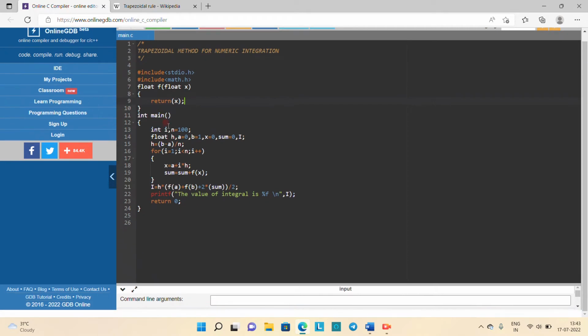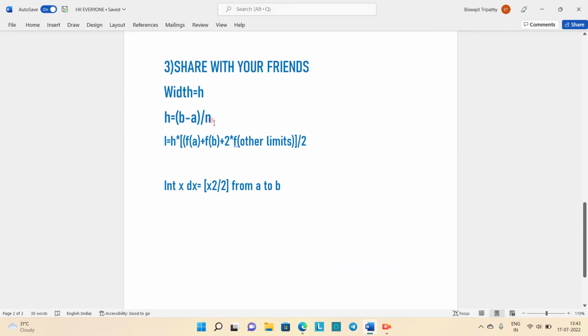Then we will go to the main program part. We will start with int main, because we are writing in integer format, and all the variables here will be integers. Then we will give input. We will input i and n. n, as we know, is the number of subintervals.